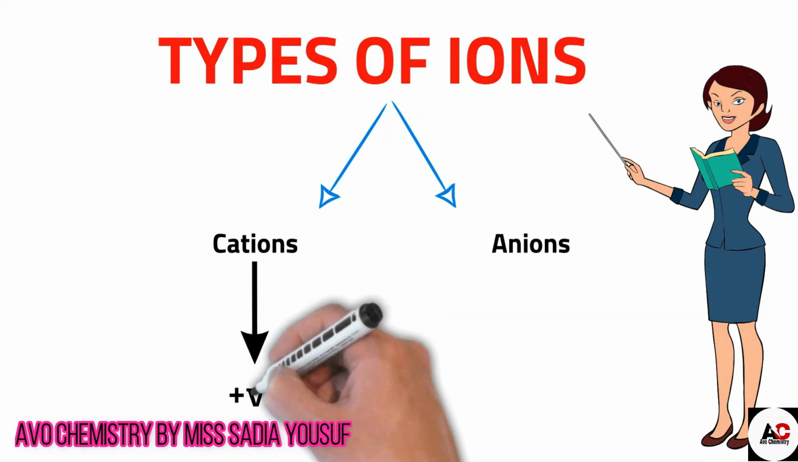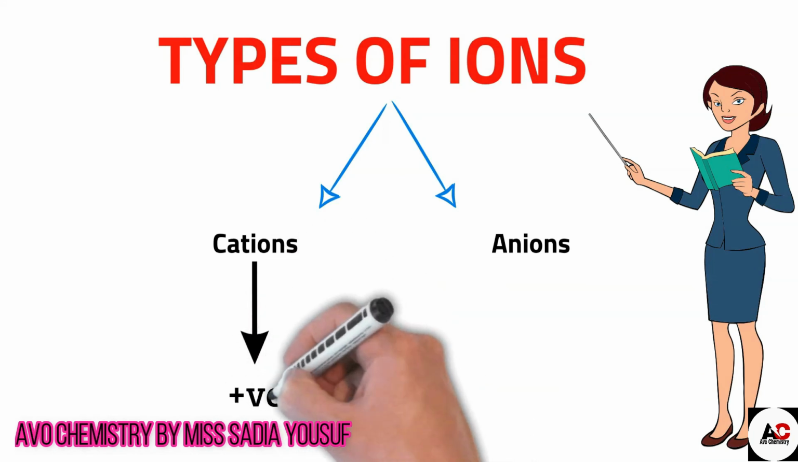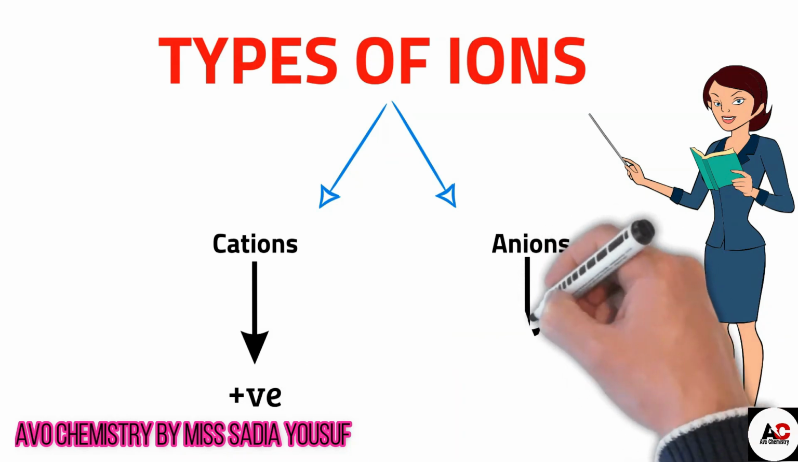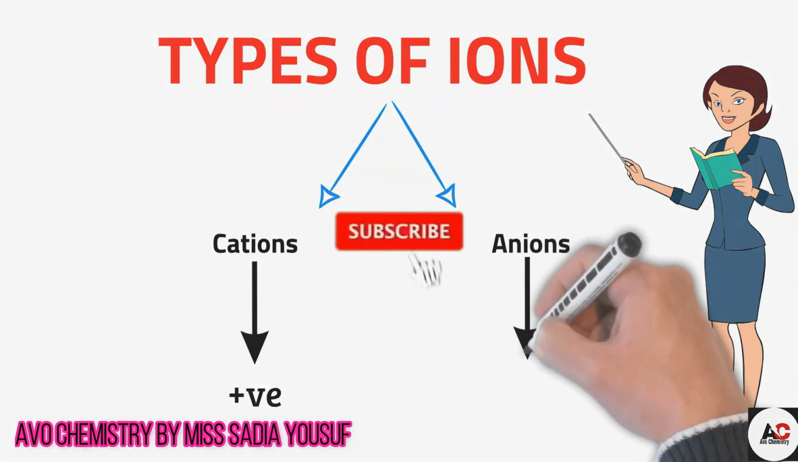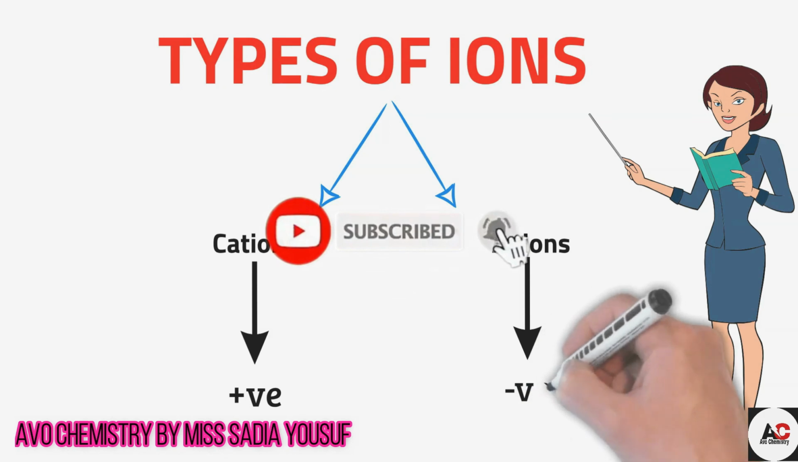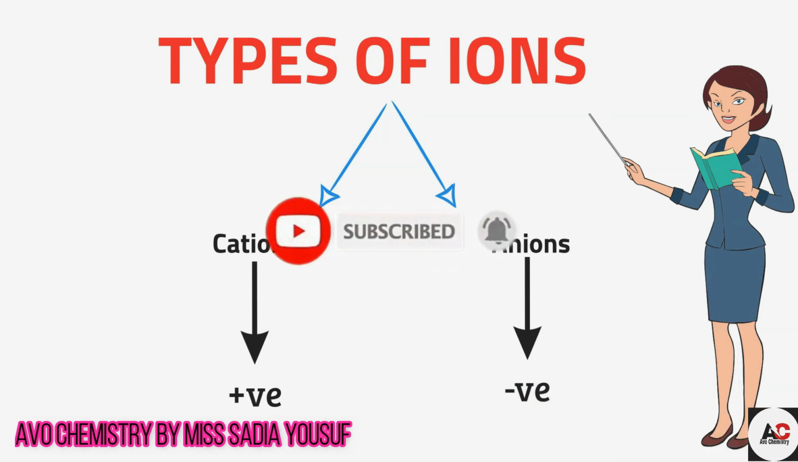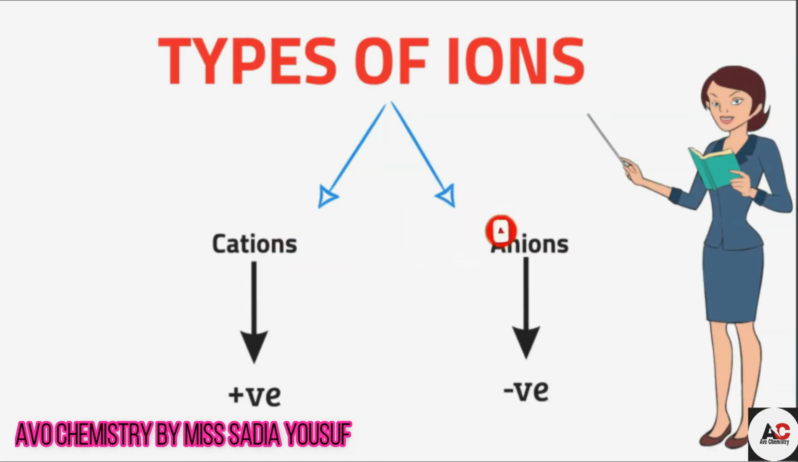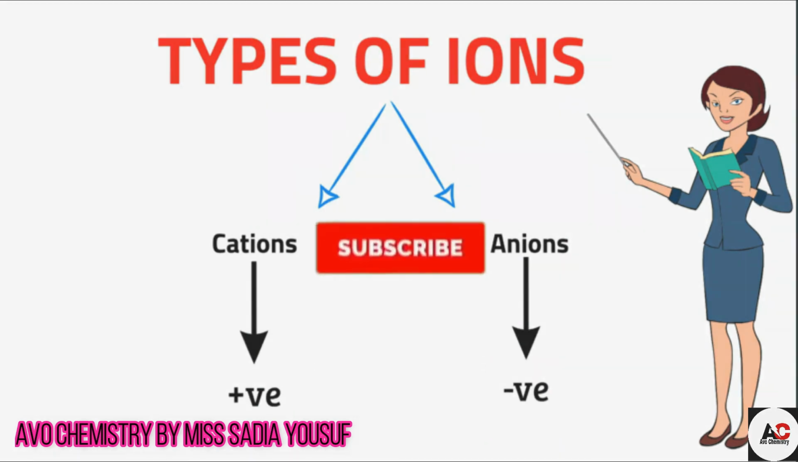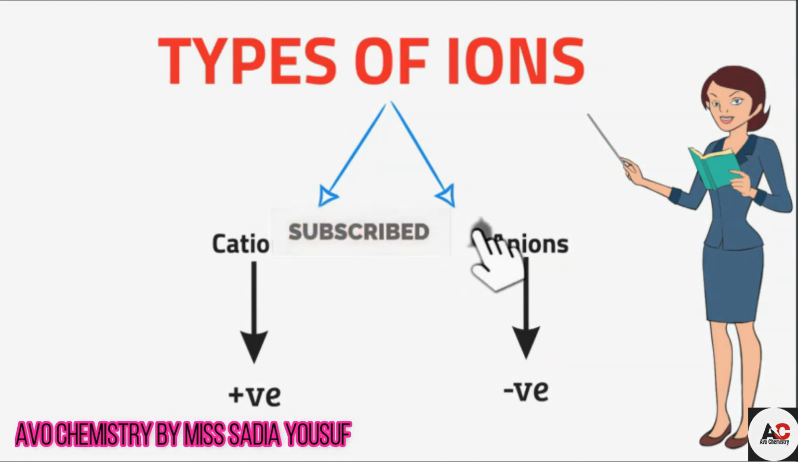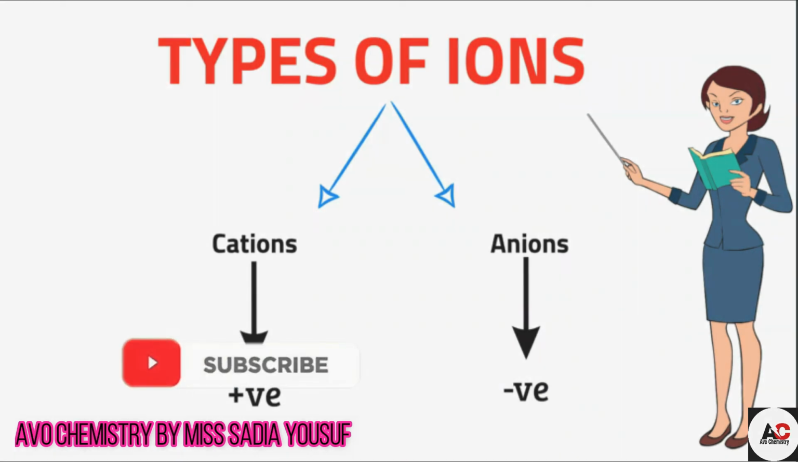Cations are formed by loss of an electron, and size of cation is always smaller than parent atom because cation loses a shell and electron. Cations are generally formed by metals, while anions are formed by gain of electrons, and size of anion is always greater than parent atom because anion gains an extra shell, and anions are generally formed by non-metals.